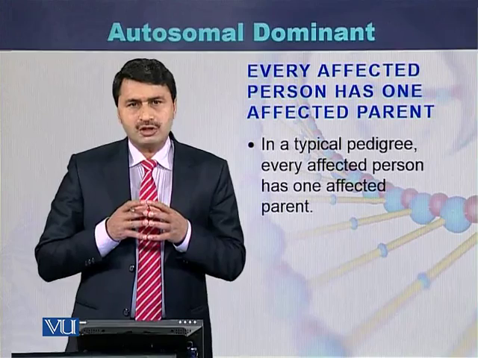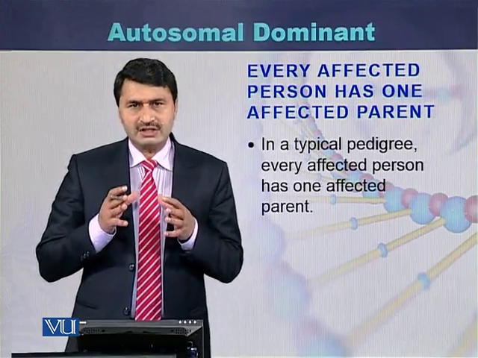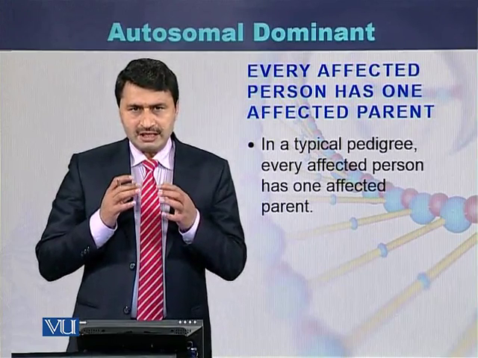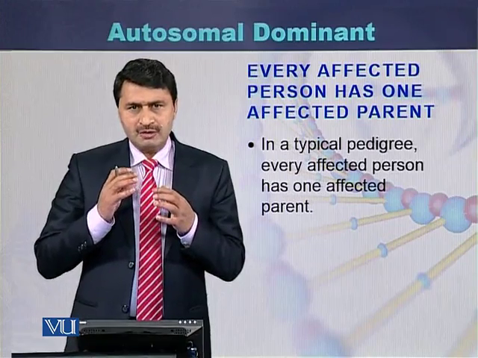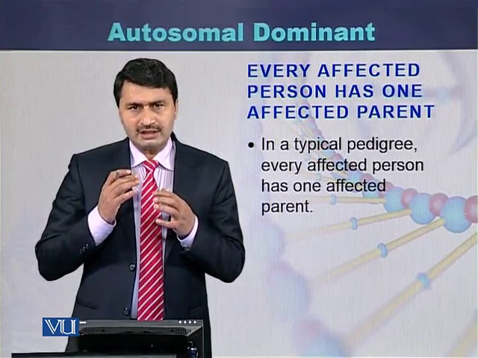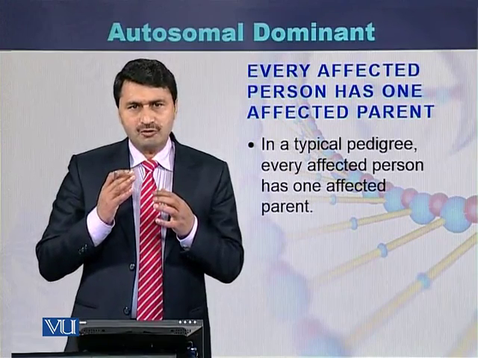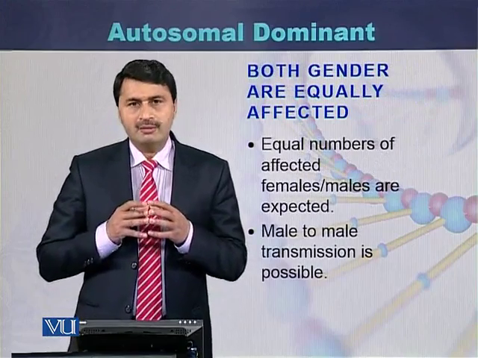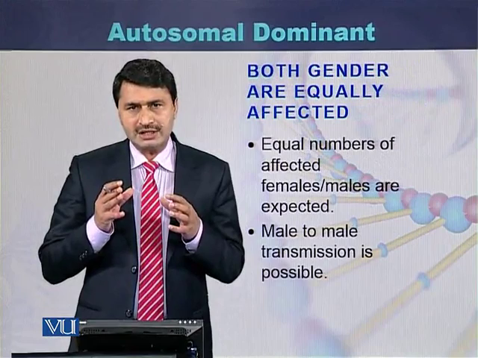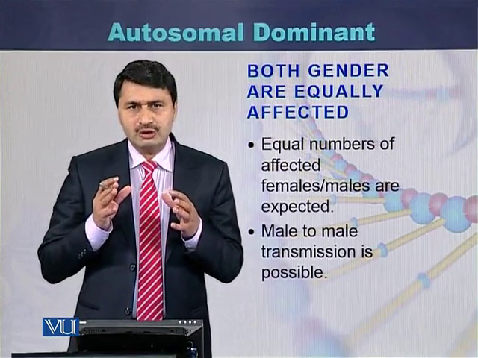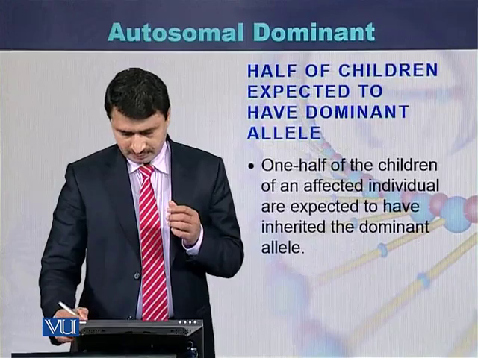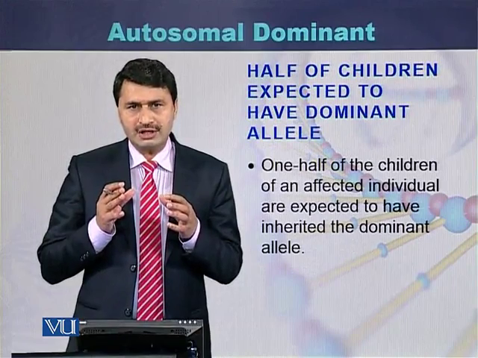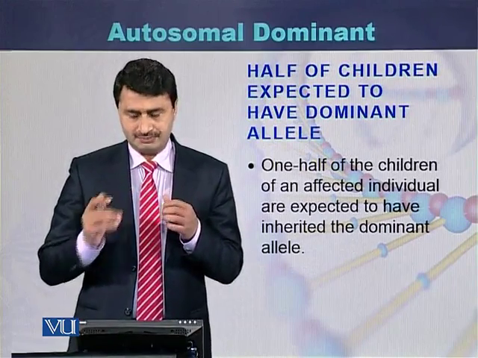In case of autosomal dominant inheritance, each affected child has one parent who is affected. So if there is an affected child, one of the parents, that can be the father or the mother, would be affected with that disease. Both genders are equally affected. Half of the children would have the disease.